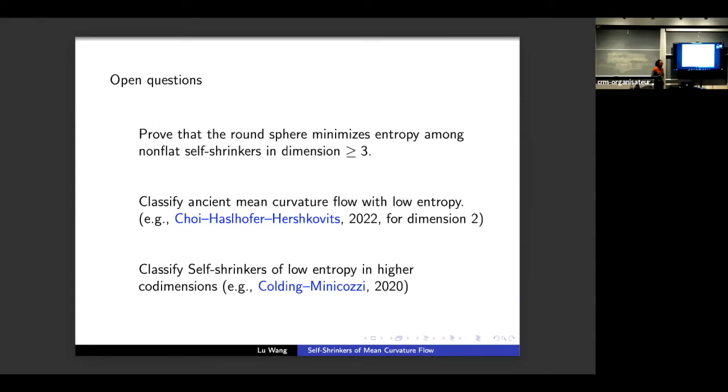Okay, and at last, I would mention: can you classify shrinkers of low entropy in higher codimension? There was actually an analogous conjecture proposed in this recent paper of Colding-Minicozzi. In higher codimension, the difficulty is that here in codimension one, you can talk about one-sidedness.